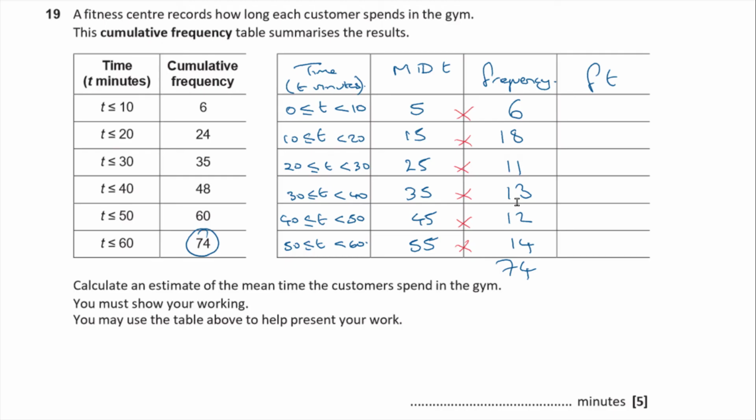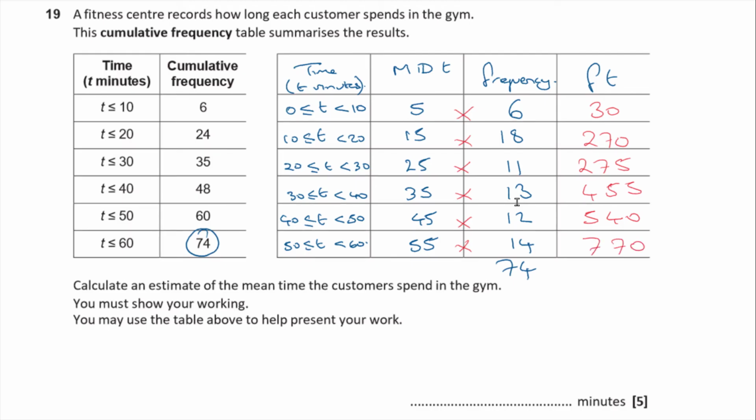Okay, so just quickly zipping that through with the calculator. 5 times 6, that's 30. 15 times 18, that's 270. 25 times 11, that's 275. 13 times 35, that's 455. 45 times 12, 540. And 55 times 14, that's 770.